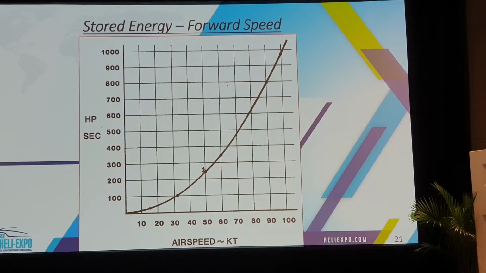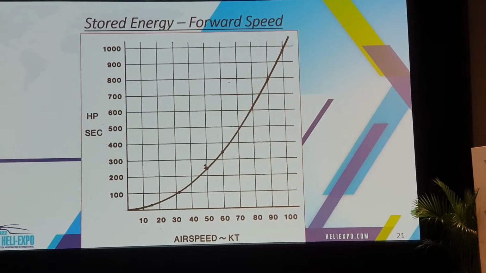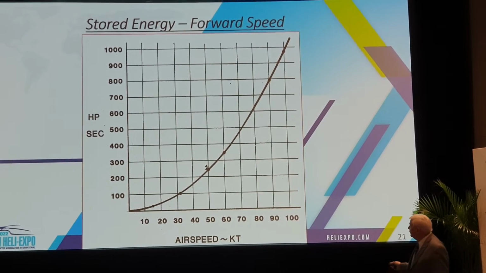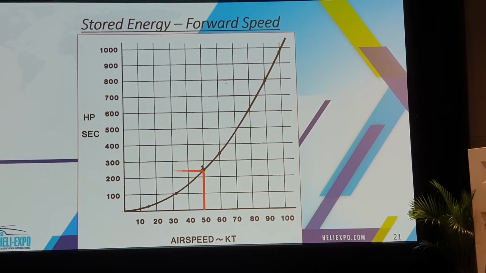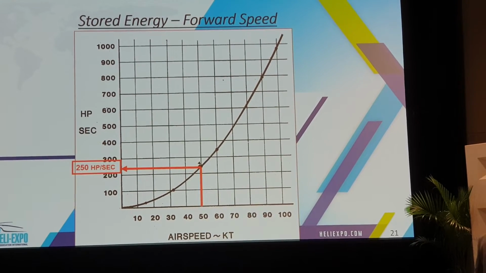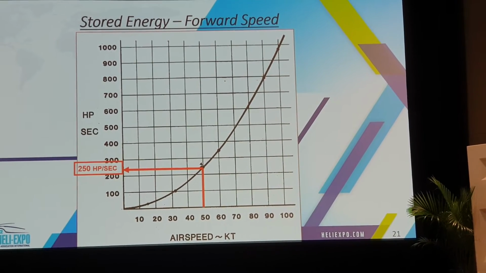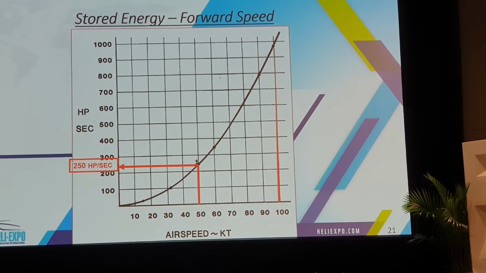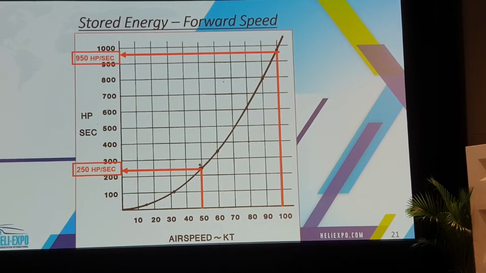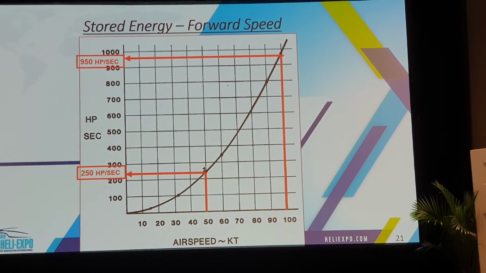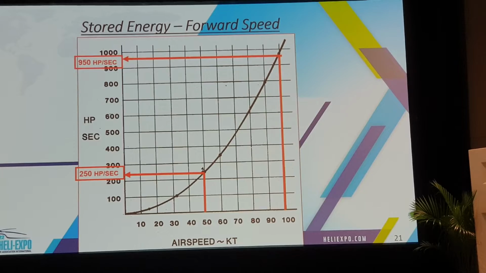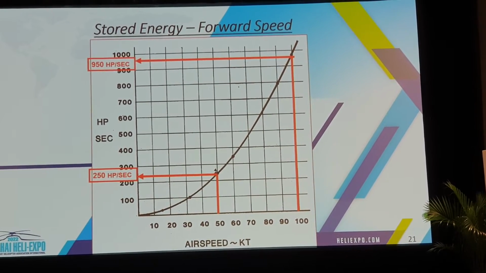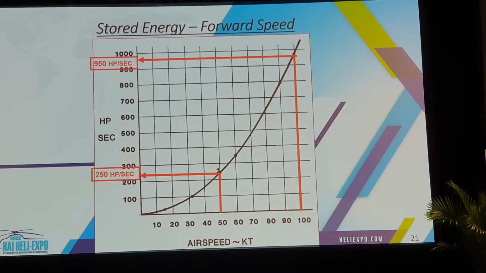And you can see here at 50 knots, we produce 250 horsepower seconds of energy in this little R-22 at maximum gross weight. Now, if we double that speed up to 100 knots, you see we much more than double the total amount of kinetic energy. And that's because that velocity is being squared. So speed becomes pretty important. Speed in the rotor and speed in the helicopter.